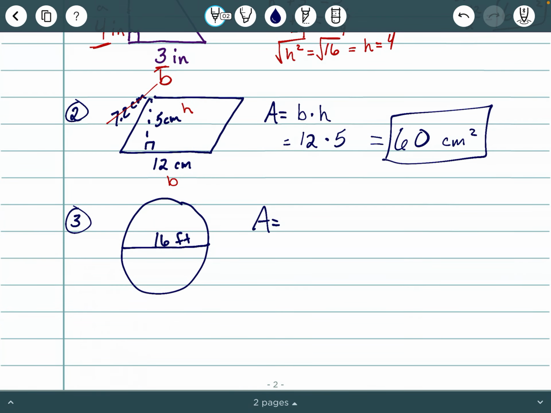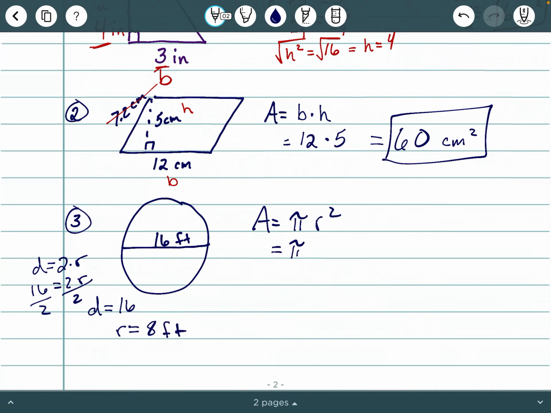Okay, one more example here. We have a circle where they give me this line across the middle is 16. That means my diameter is 16. Well, in order for area, that formula is pi times radius squared. So you need to remember that the radius is half of the diameter, or diameter is 2 times the radius. So if I want to find the radius, I need to divide that by 2, and the radius is 8 feet.